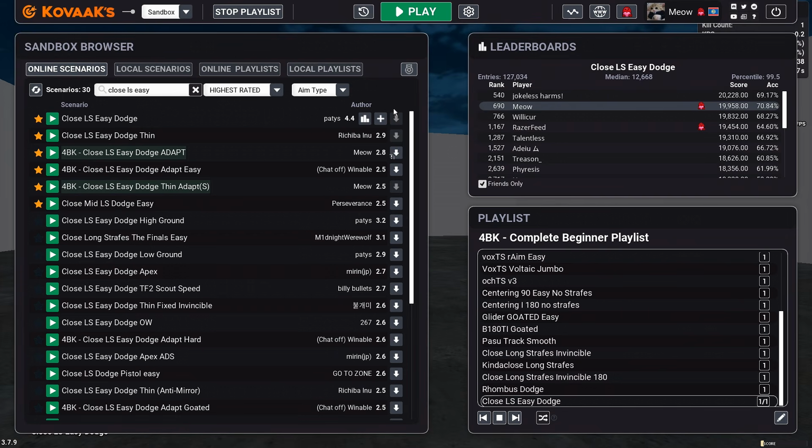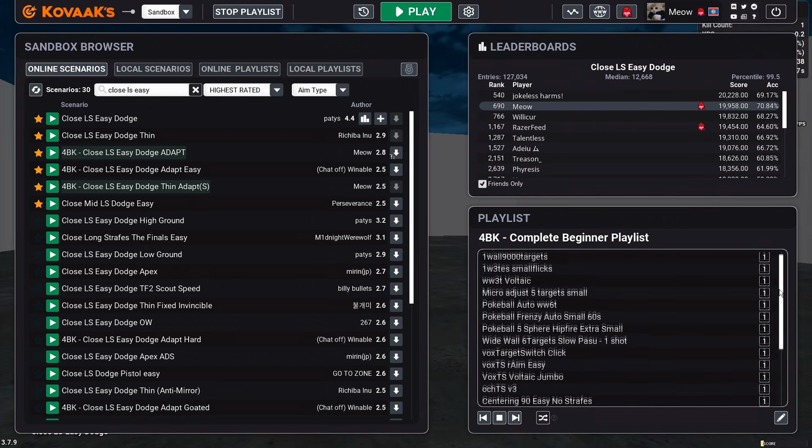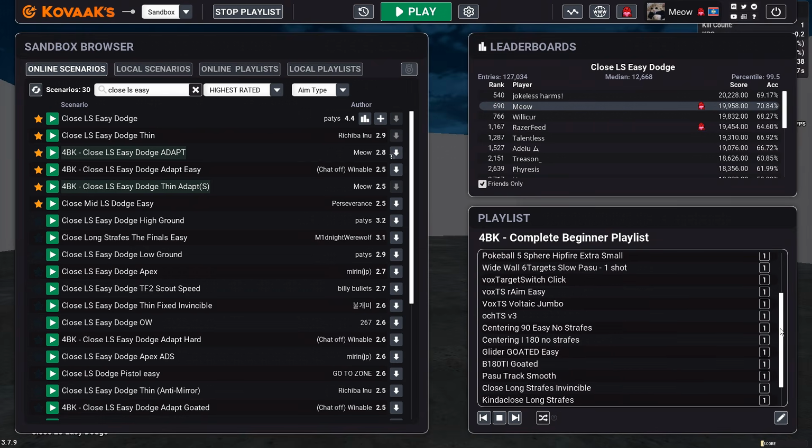Now I want to talk about fundamentals. What is fundamentals is something I get asked all the time. Well, it's actually this, which is pretty confusing, but the easiest way I can say it is: it's the simplest and easiest form of aim training. It's larger, predictable, and slower moving scenarios.